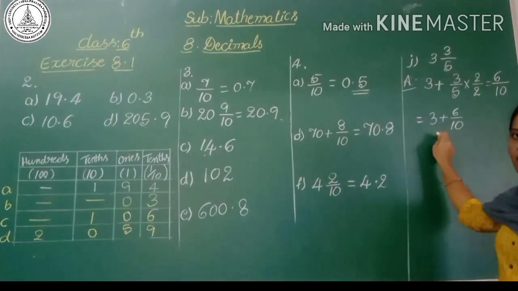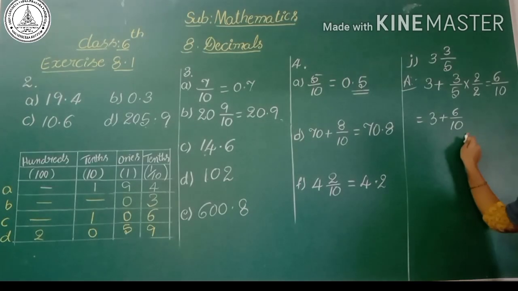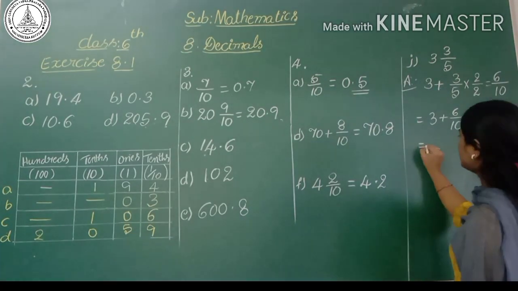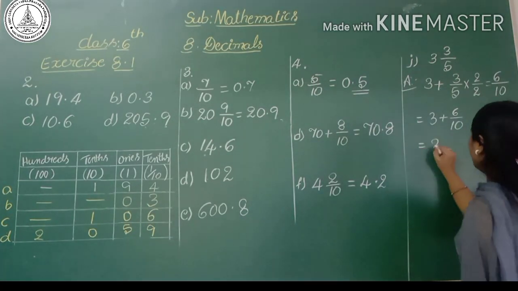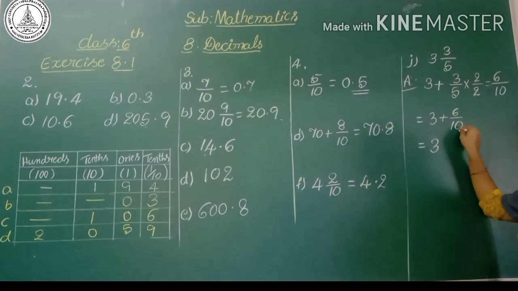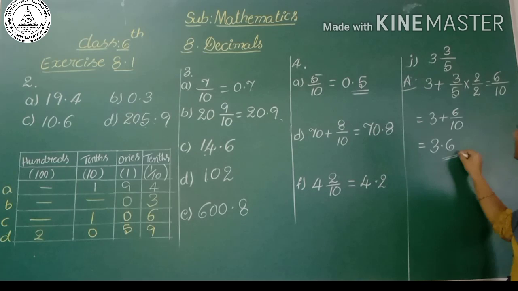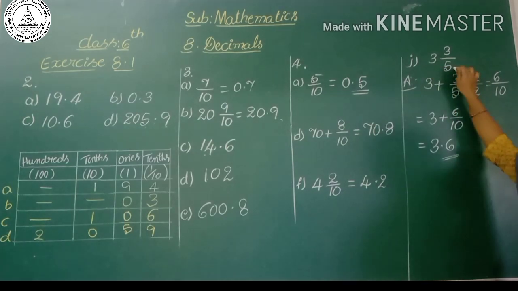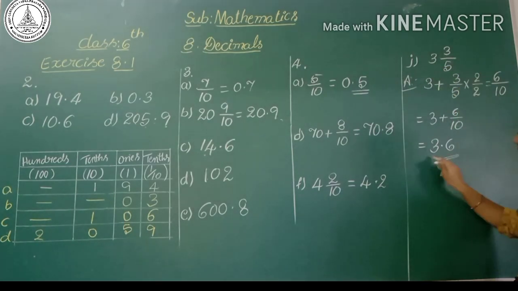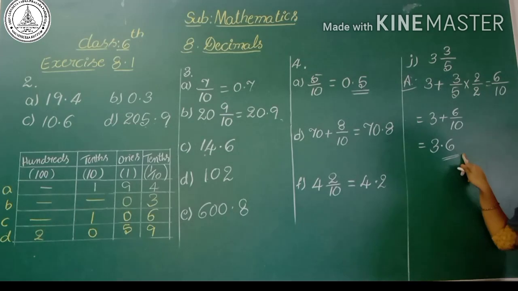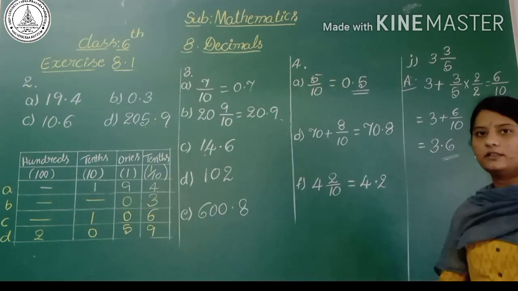Okay. It is 3 ones and 6 tenths. How can we write it in the decimal form? Write 3 here and the 6 tenths can be written as 0.6. So 3 whole 3 by 5 can be written in the decimal form as 3.6. Is it clear? Yes.